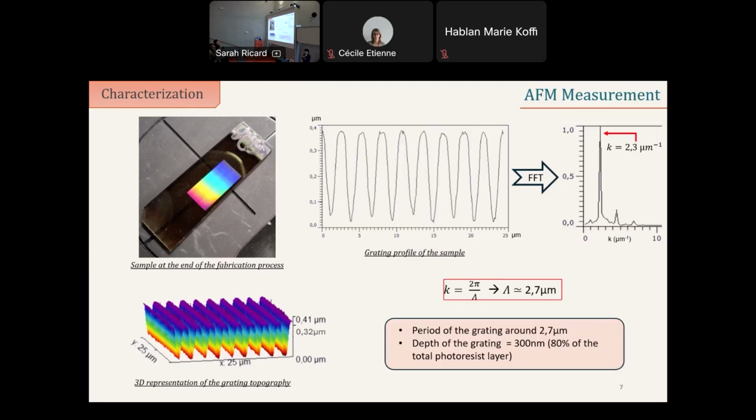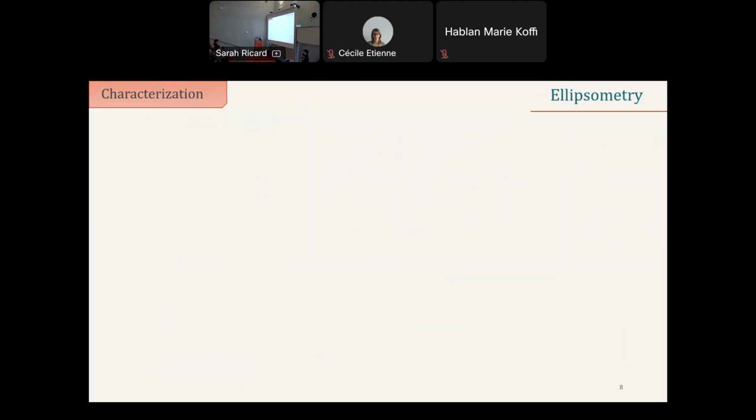With all these measurements and observations, we were able to conclude about our structure. We have a grating with a period around 2.7 micrometers. That was the value we aimed for in this fabrication process, so we were really happy to have that. And we also have a grating with a depth around 300 nanometers. Once again, it's a nice result because it's around 80% of the total thickness of the photoresist layer, and in our case, it's important to maximize this value. So with that, we can now do the final characterization with ellipsometry measurement.